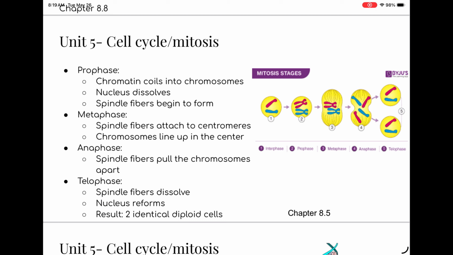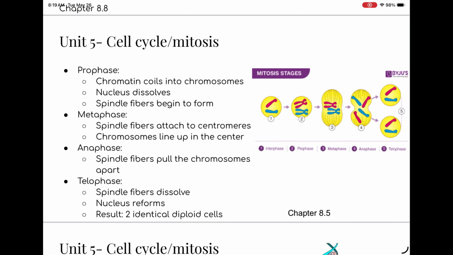And then during anaphase, the spindle fibers pull the chromosomes apart. So the centromeres are pulling the cell apart in opposite ways, and it separates the chromosomes from being in the middle. So now half of the chromosomes are going on one side and the other half are going on the other side.